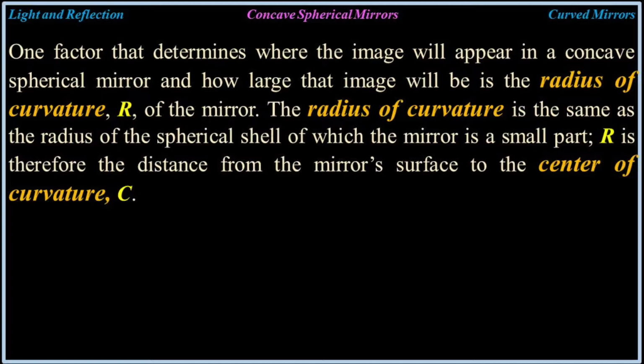One factor that determines where the image will appear in a concave spherical mirror and how large the image will be is the radius of curvature, or capital R, of the mirror. The radius of curvature is the same as the radius of the spherical shell of which the mirror is a part. R, capital R, is therefore the distance from the mirror's surface to the center of curvature C.